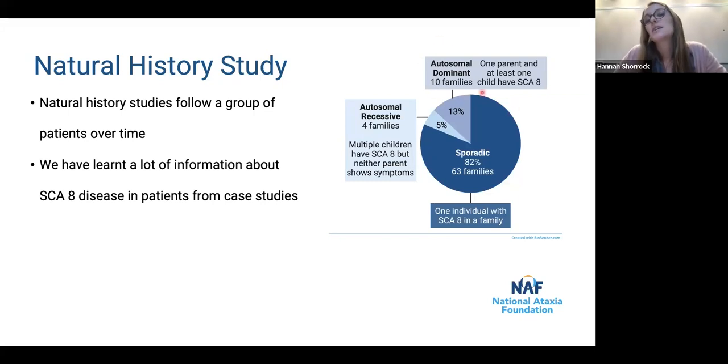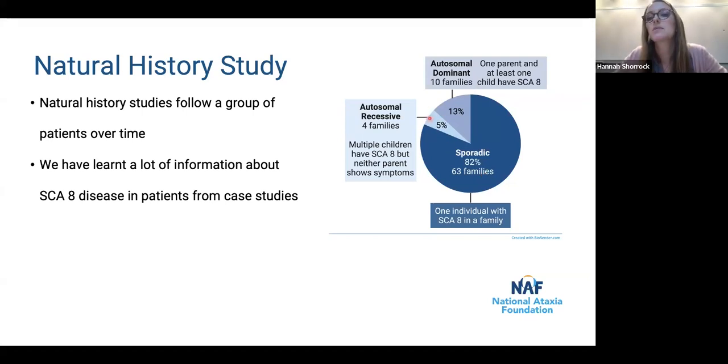Of all the families studied, there were 10 families that presented with an autosomal dominant pattern of SCA8 disease. So that would be at least one affected parent and one affected child, and they would both carry the repeat expansion. And so this is what you would expect in a fully penetrant disease. And so being able to look at the differences between families that present dominantly and families that present with SCA8 in a more sporadic manner, we can start to understand some of the reasons behind the reduced penetrance.